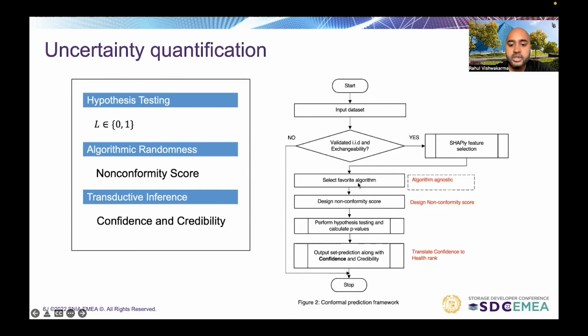Then for this particular algorithm, we are going to design a non-conformity score. A non-conformity score is like designing a formula with which we say how strange or how different this data point is compared to all of the existing data points. I will explain this example with a solved solution. Once we get the non-conformity score, we perform hypothesis testing, and with that we calculate the p-value.